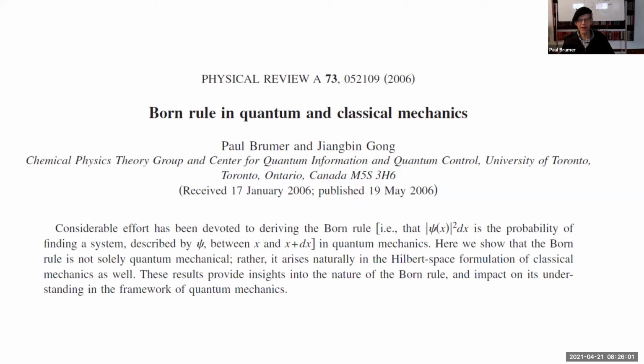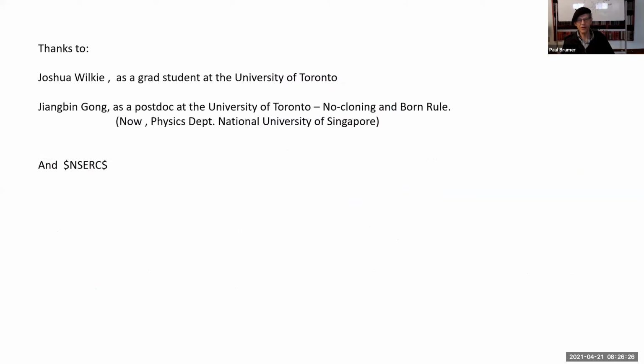The paper says that the absolute value of psi of x dx is the probability of finding the system between x and x plus dx. And a little footnote at the bottom says it's not psi of x dx, it's the absolute value squared of psi of x dx. That would have been clear from correspondence if Hilbert space classical mechanics was available before he postulated this rule. So in any case, this is what I wanted to tell you. The details are really in these papers.